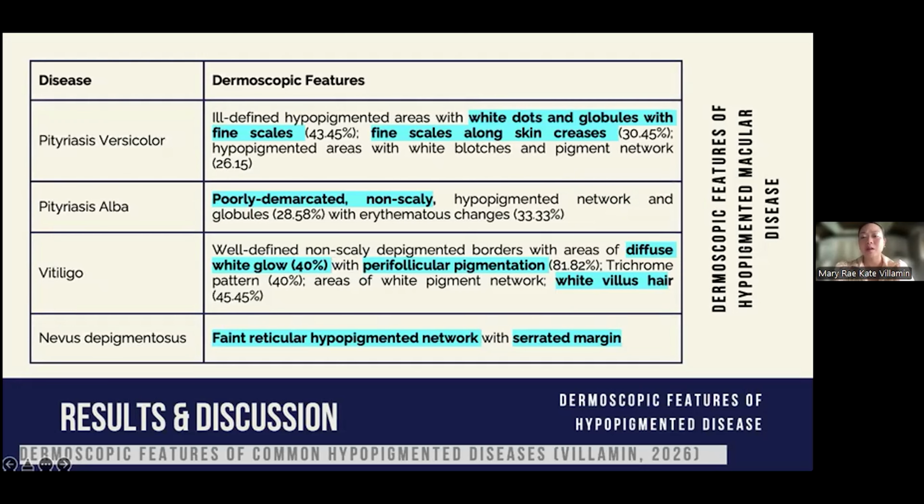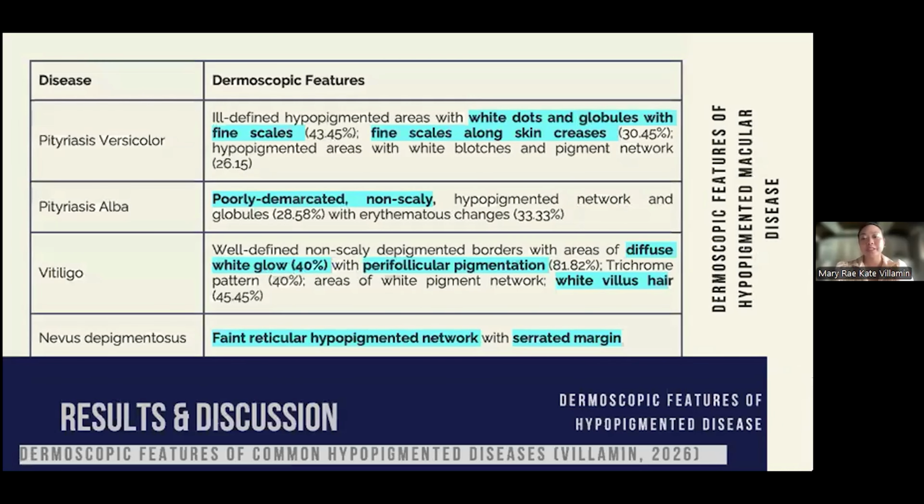In vitiligo, the findings are much more striking, well-defined depigmented borders with a diffuse white glow. Perifollicular pigmentation is a common feature and may suggest ongoing repigmentation. Other classic findings include a trichrome pattern and white villus hairs, which can indicate follicular involvement. Meanwhile, nevus pigmentosus presented with faint reticular halos, helping distinguish it from vitiligo. Dermoscopy provides subtle but valuable clues that improve diagnostic accuracy and guide treatment.